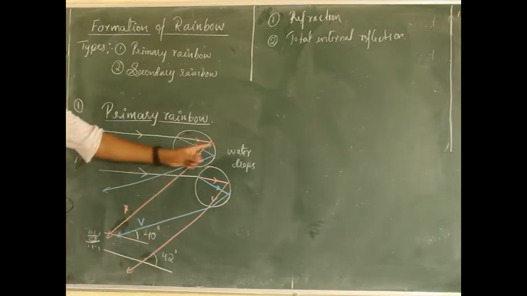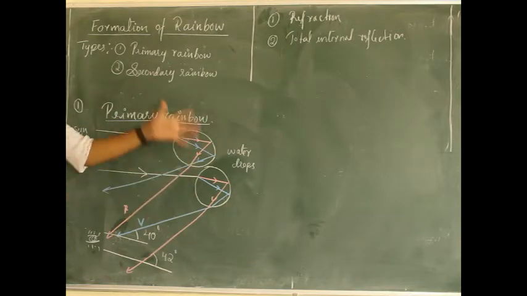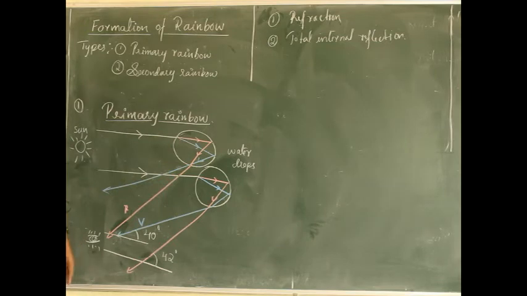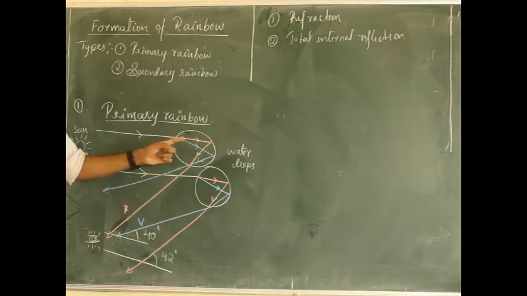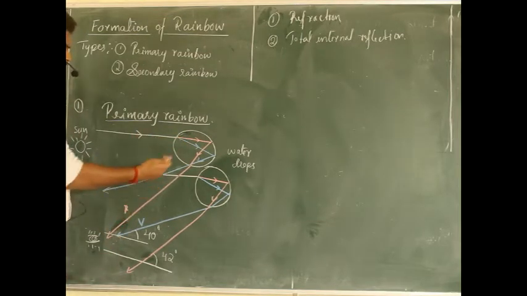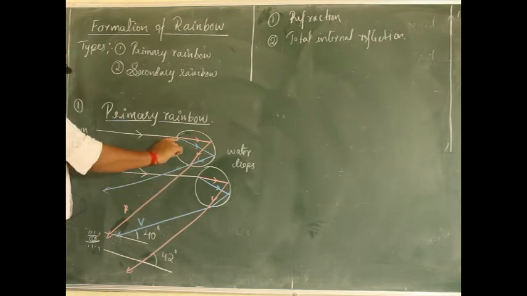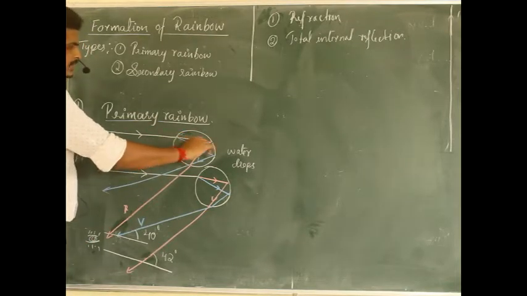Here you can see water drops, this is the sun, and here is the observer. Imagine that it has rained and water molecules are there in the atmosphere. Parallel rays of light come from the sun. Once the ray of light strikes the water drop in the atmosphere, refraction takes place. As it is a composite light, dispersion takes place inside the water drop. First, refraction of light takes place. Violet is bending more, and red is bending less.